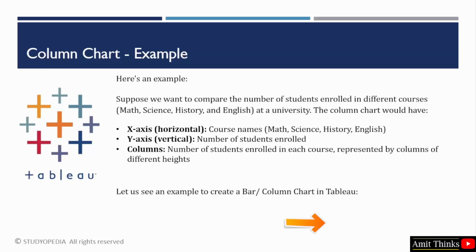Let's say you want to compare the students enrolled in maths, science, history, and English courses at a university. In that case, you can add x-axis as course names, all the 4 courses, y-axis as number of students enrolled, and the columns will display number of students enrolled in each course. Okay, that means columns of different heights. Now we will go to Tableau and create our bar and column chart.